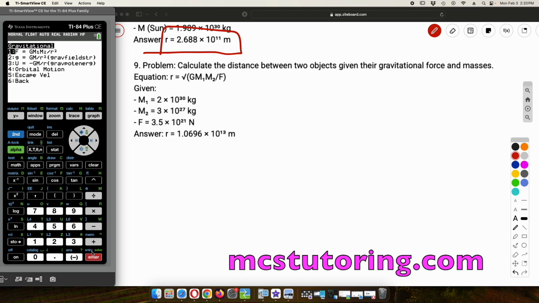Now, question 9. Calculate the distance between 2 objects given their gravitational force and masses. So this big F1, the first one, is gravitational force, by the way. But we're going to solve for R, option 3.